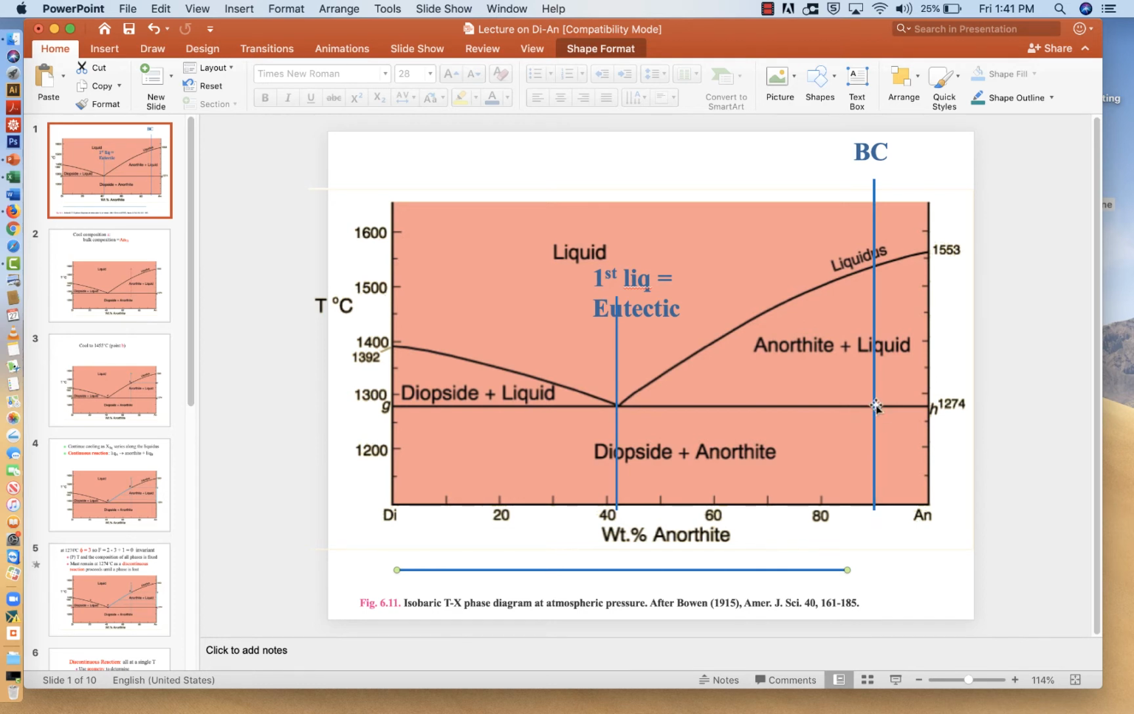So we'll heat it up, it'll hit this point, and then the first liquid will be back here. Notice this line hasn't changed since we looked at the other video. So here it is. The first liquid is sitting at the eutectic. The only difference here is that this bulk composition is hitting the anorthite plus liquidus surface.